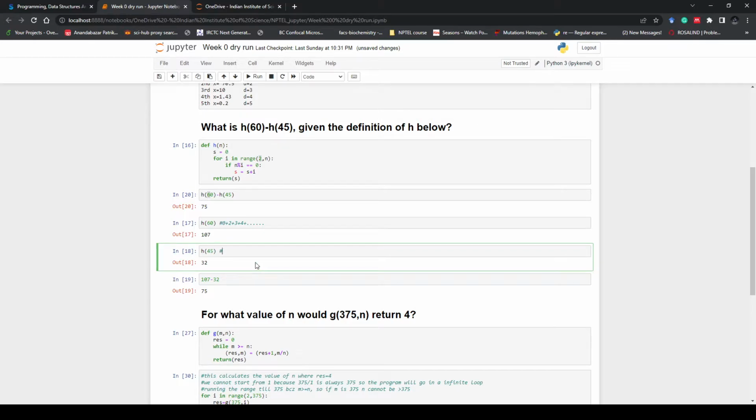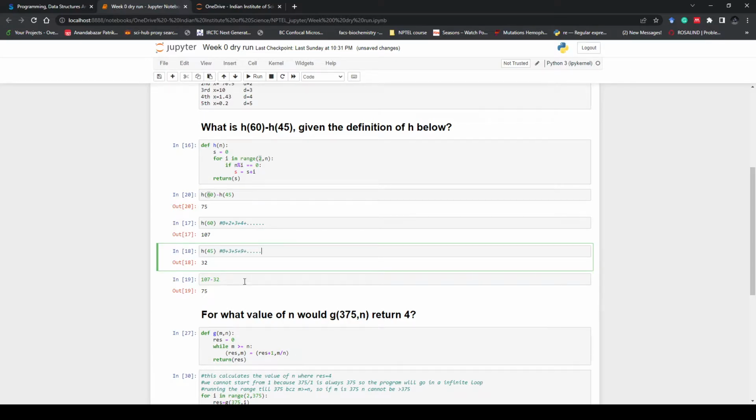And for the other one, s is equal to 0, then 2 doesn't divide 45, so 2 will not be added here. 3 is divisible because 45 by 3 is 15, so 3 will also be added. Then 4 is not divisible, 5 is again divisible. Then 6, 7, 8 are not divisible, 9 is divisible. Like that it will go.